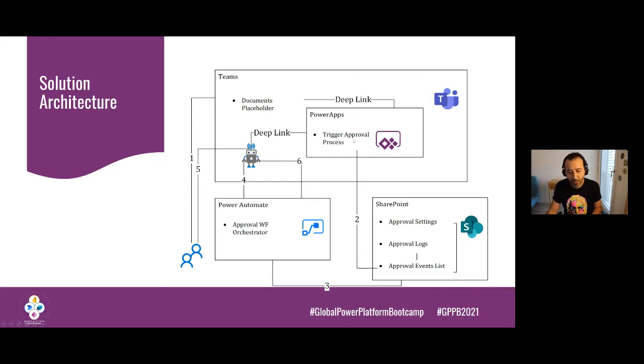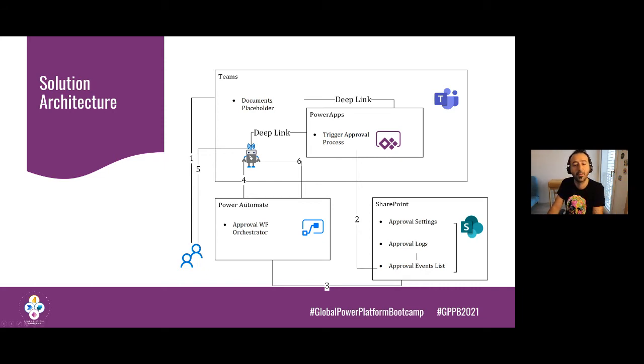From this Power App application, we will trigger the approval process by creating or modifying an element in an approval event list. This approval event list, when it gets modified, will trigger my approval workflow orchestrator that is in Power Automate. From Power Automate, we will read some parameters and so on, some settings maybe, to see who is the approver of a document, insert some elements in the approval log SharePoint list, for example.